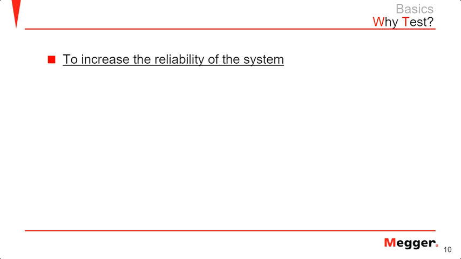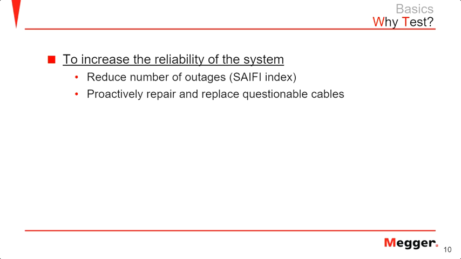Why do we do the testing? To increase reliability of the system, right? To reduce the number of outages, basically our SAIDI and SAIFI index. Because if you are, let's say, a utility, then obviously these indexes matter to you. You are penalized if those indexes go above a certain number. So definitely you want to make sure that you are at a minimum number of outages during a certain amount of year.